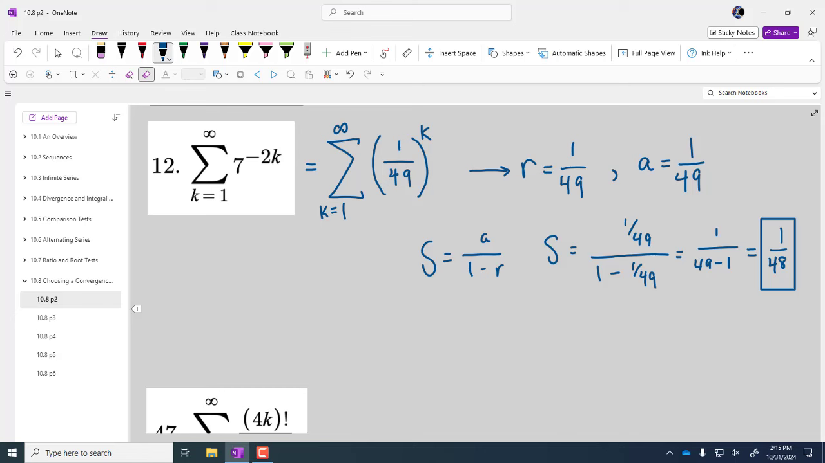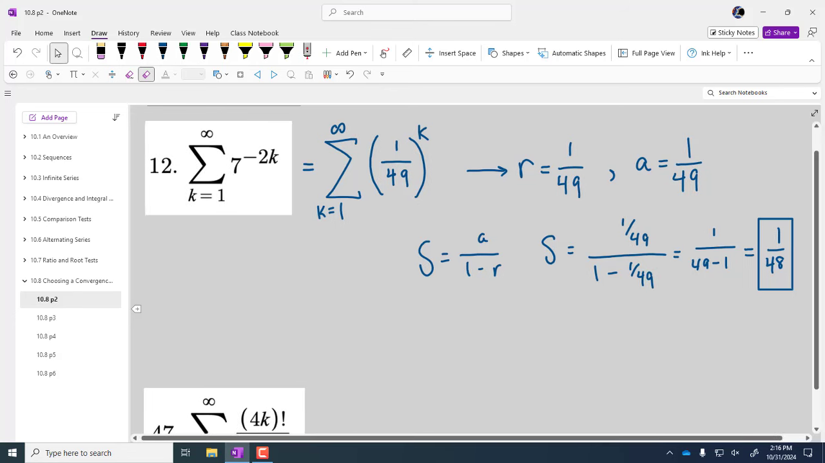So geometric looks like an exponential. K is in the exponent position. K is in the exponent for geometric.